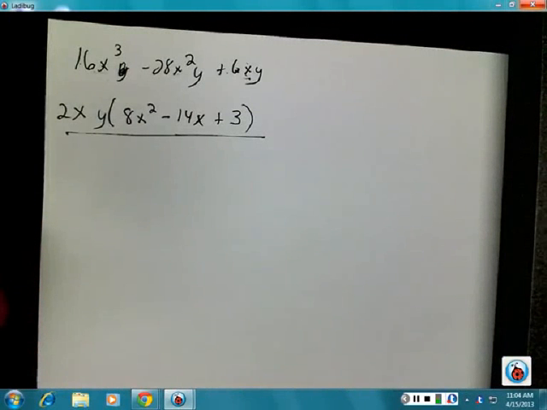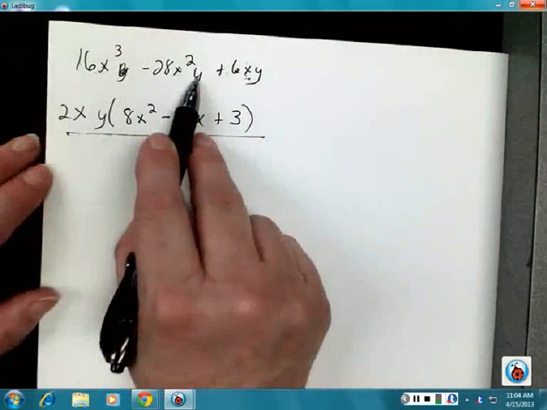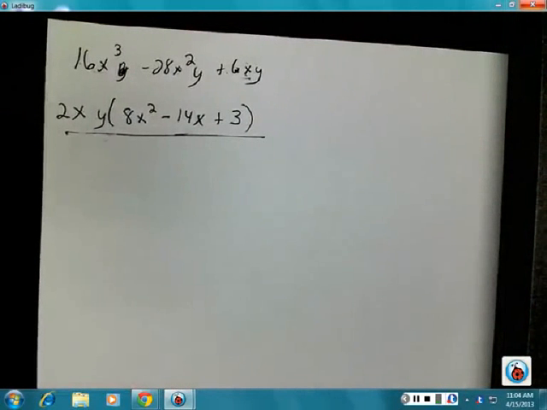If it's a cube, it'll only have 2 factors. It'll only be a binomial. It will never be a trinomial if you're going to factor with cubes. So no, that wasn't a cube. That was a separate one.